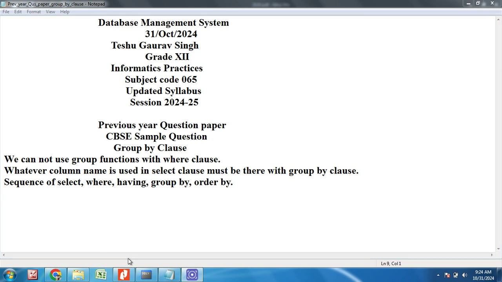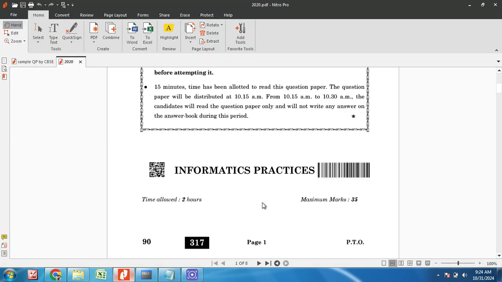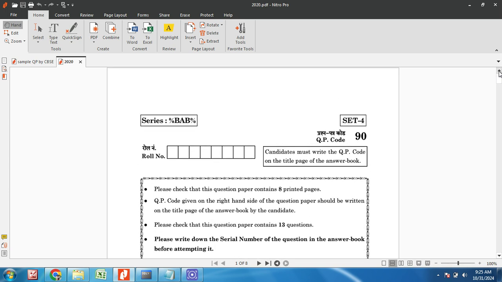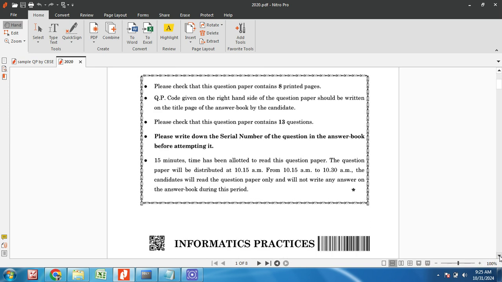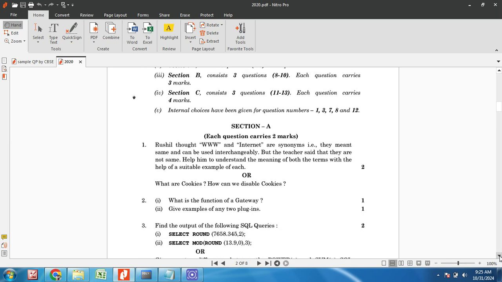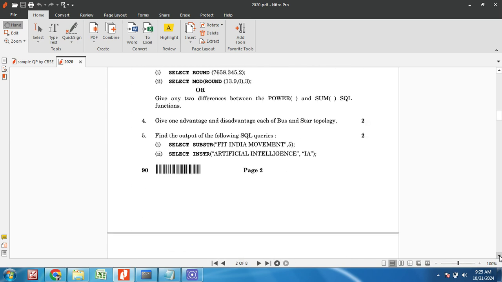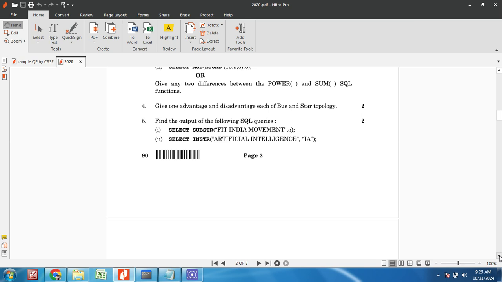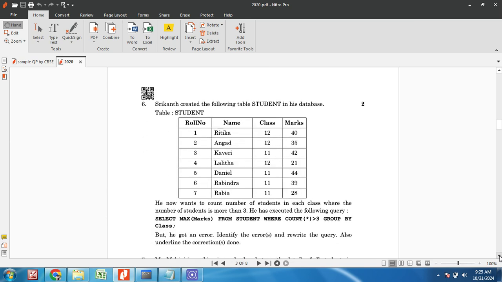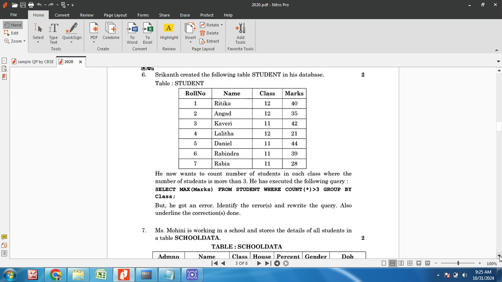So let's start with the question paper of 2020. This is the question paper of year 2020, Informatics Practices. Here we can see some questions asked from mathematical functions. We will discuss them later on, but look at question number 6 here.